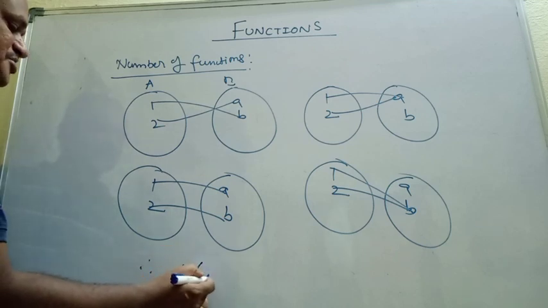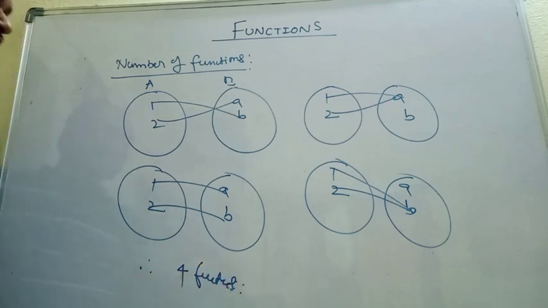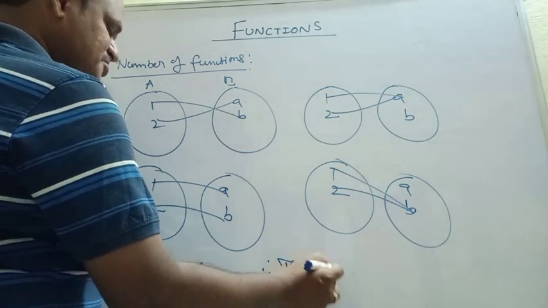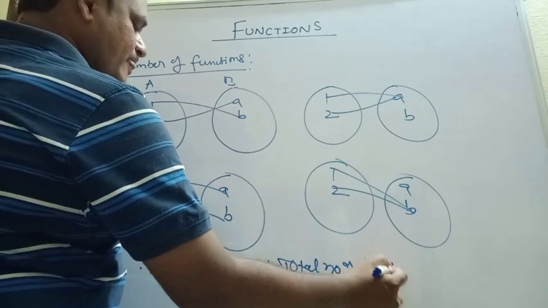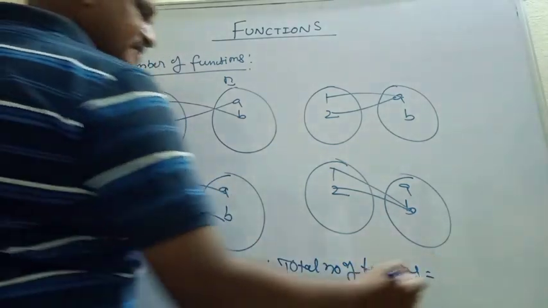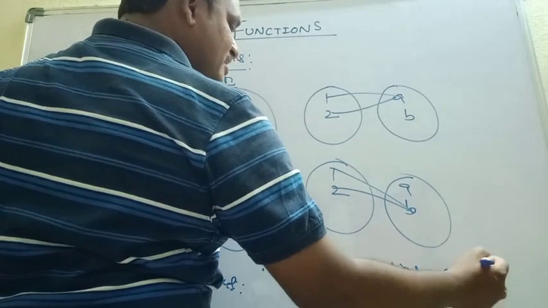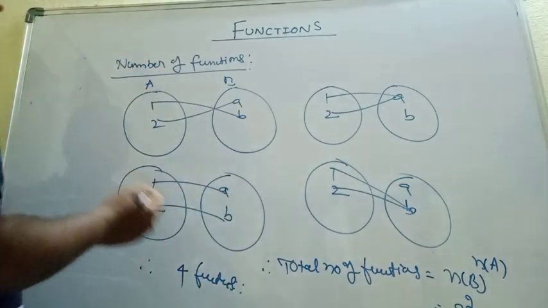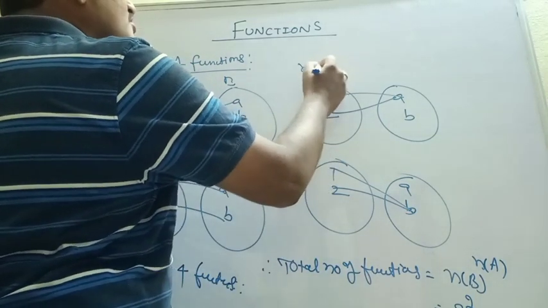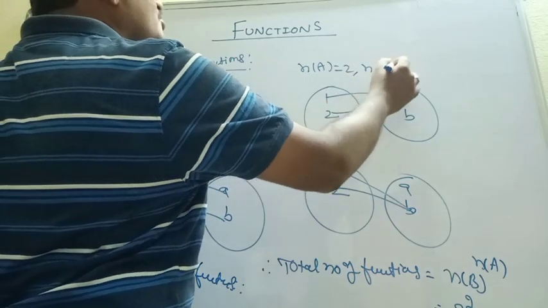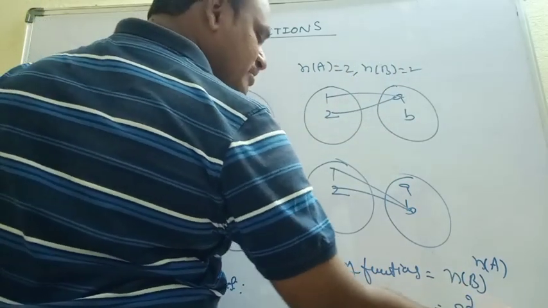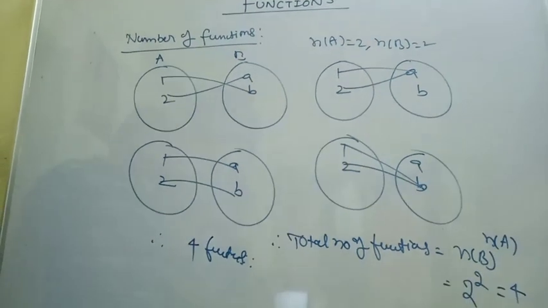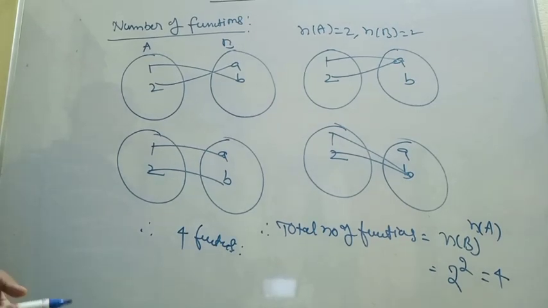Therefore, the total number of functions is nothing but n(B) whole power n(A), like this. That means 2 square here. You know that n(A) is equal to 2, and n(B) is also equal to 2. So that is 2 square, which equals 4 functions you have here. The number of functions, what is that? 2 square, that equals 4.